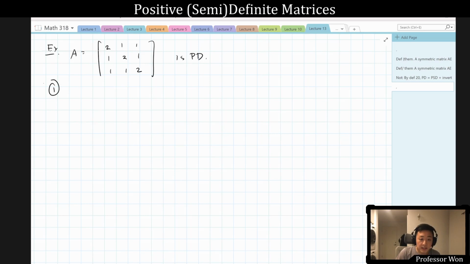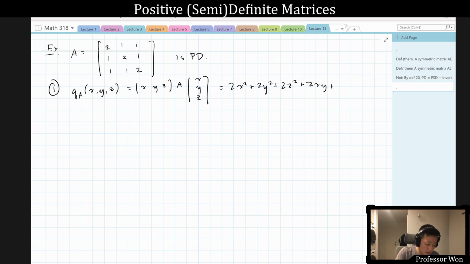So the first condition has to do with the quadratic form. So what's the quadratic form? It's going to be in 3 variables, and what you do is you multiply by [x y z] on the left of the matrix and [x y z] on the right of the matrix. And what you'll get is 2x squared plus 2y squared plus 2z squared plus 2xy plus 2xz plus 2yz. And this is the same thing as (x + y + z) squared, which is in fact always positive for all non-zero x, y, z in R3.